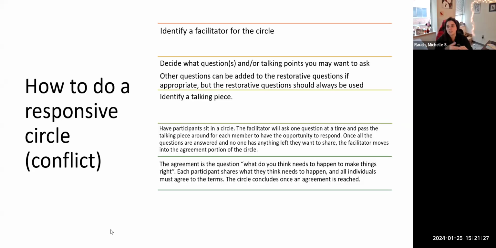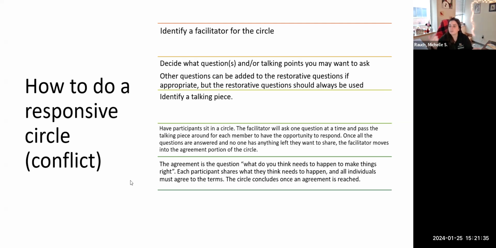That signifies that the person who is holding it is the person who is responding to a question. That also means that anybody who is not holding the talking piece is just listening to what that person is sharing. It means that they're not interrupting, because everybody in a circle will have the opportunity to hold the talking piece and respond to a certain question. So the participants will sit in a circle.